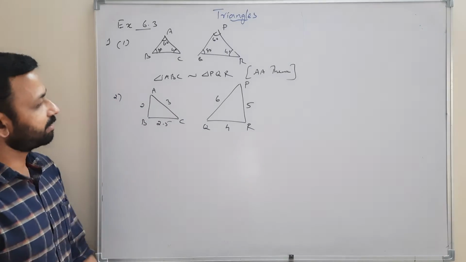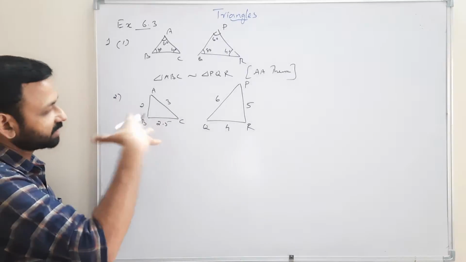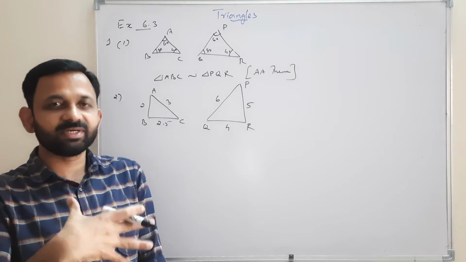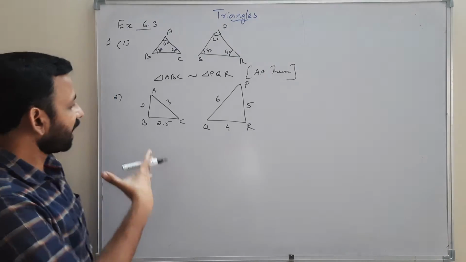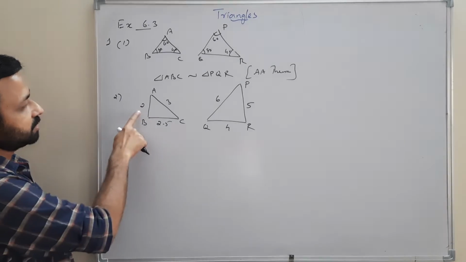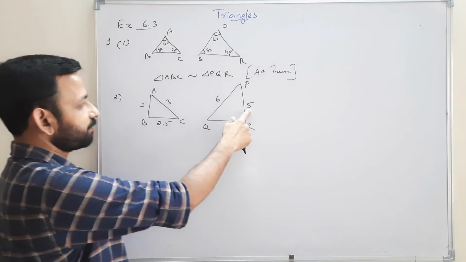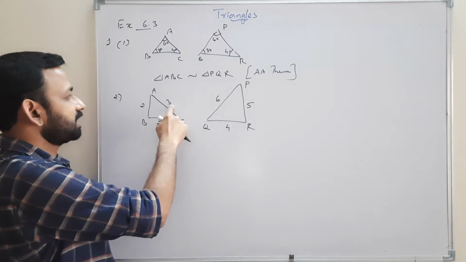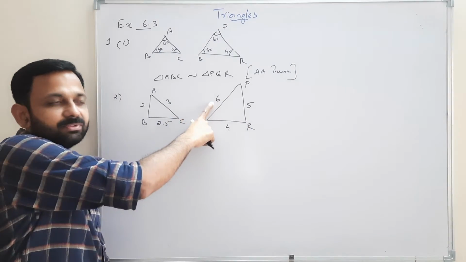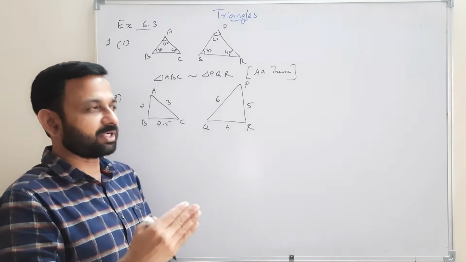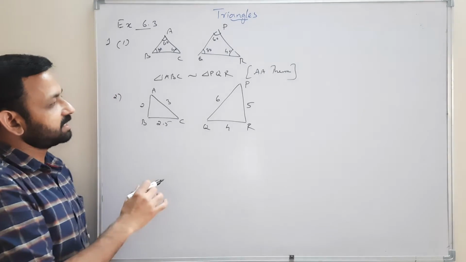Here angles are not given, but all the three sides are given. So we have to check whether the three sides are in same ratio. So here 2 upon 4, 1 by 2, 2.5 upon 5, that is 1 by 2, 3 upon 6, that is also 1 by 2. So the sides are in same ratio. So these two triangles are similar.